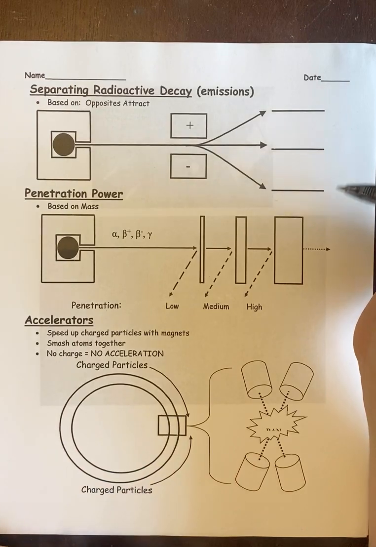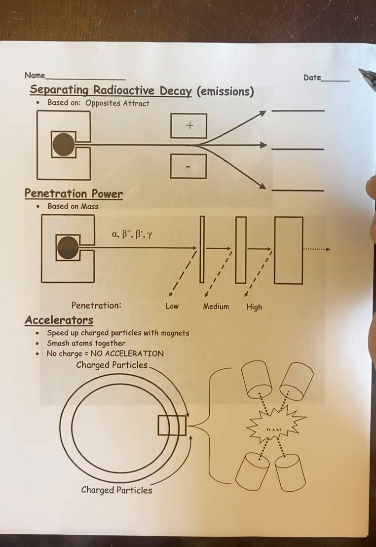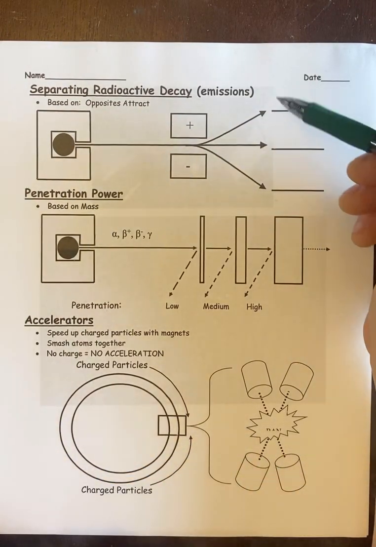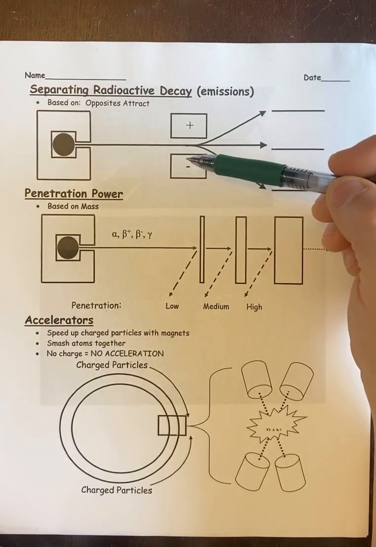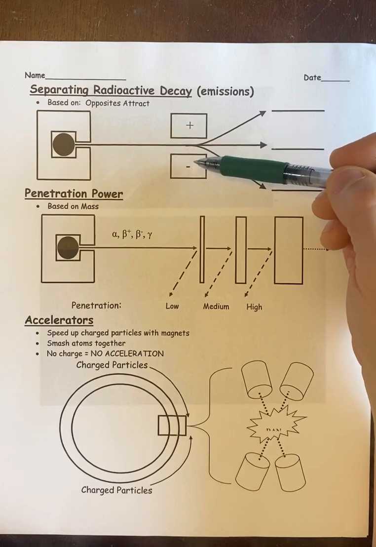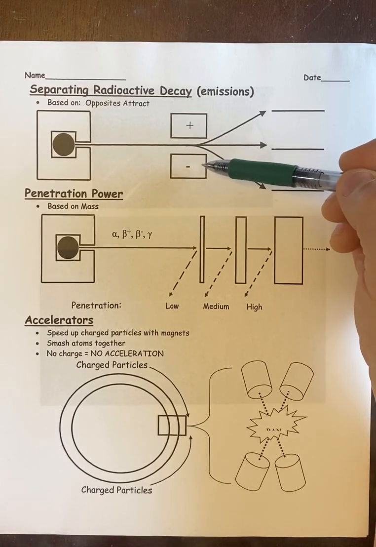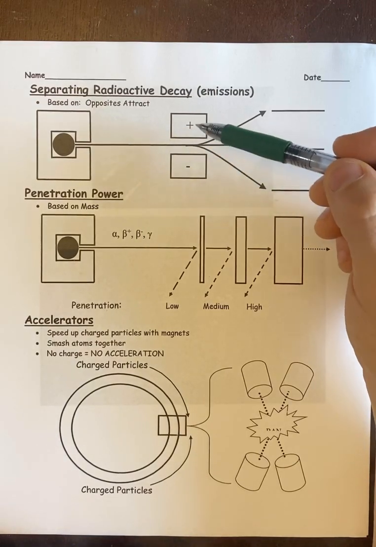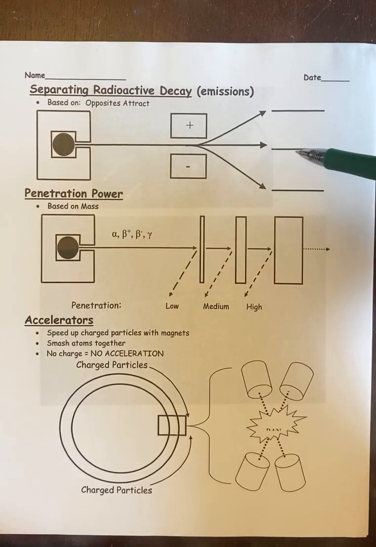Now it should be pretty easy to understand this, that opposite charges attract. So if you look at the particles on table O, the negative ones would attract to the positive magnet, the positive ones would attract to the negative magnet, and the ones that have no charge wouldn't attract to either, and they would just keep going straight.